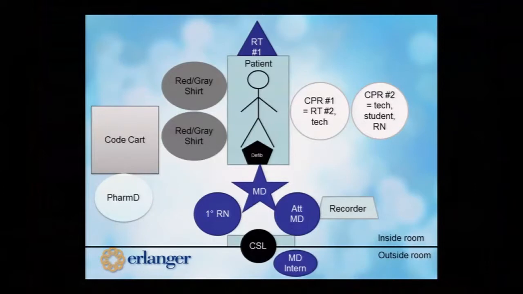So this is the map that was developed by the people. You can see all the people that we talked about. And then, of course, the ones we're most worried about is us, and we're going to be right next to the code cart.